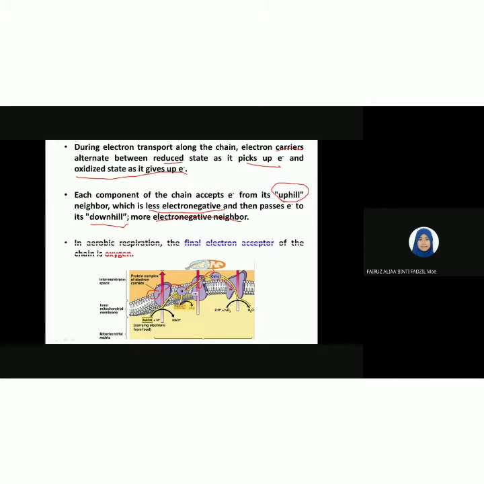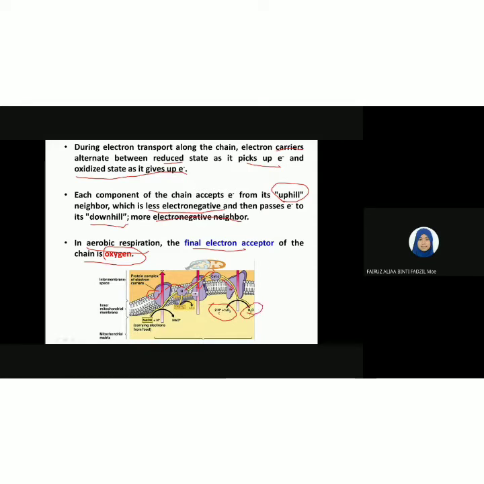In aerobic respiration, the final electron acceptor of the chain is oxygen. The electrons are continually passed from one carrier to another, but what is the final electron acceptor, the last acceptor that will receive the electrons? The answer is oxygen. You see here in this diagram, this is oxygen. If the question asks what is the function of oxygen in the electron transport chain, the answer is as the final electron acceptor. This oxygen will accept the electrons together with protons and form a water molecule.